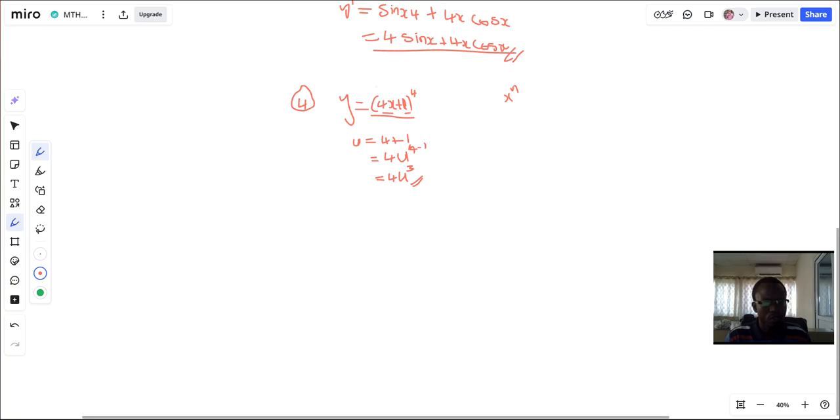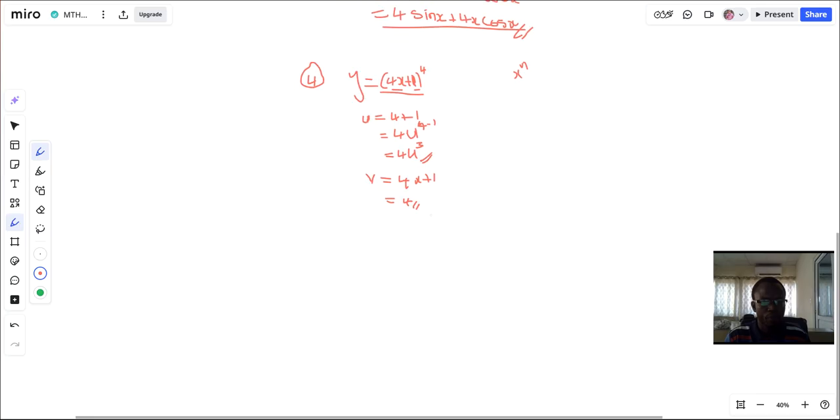We find the derivative of the outer function. The whole of the function is the outer function. Then let's say v is the inner function, which is 4x plus 1. If we apply the power and constant rule to this, the derivative of v will be 0 for the constant 1, and 4 for 4x using the power rule.